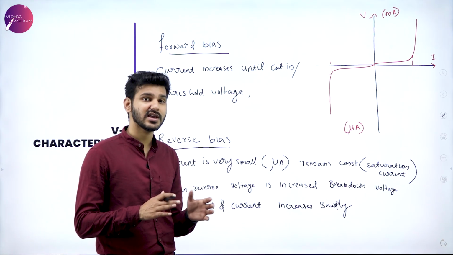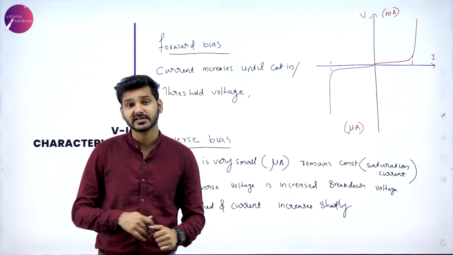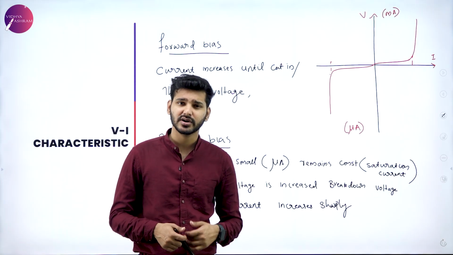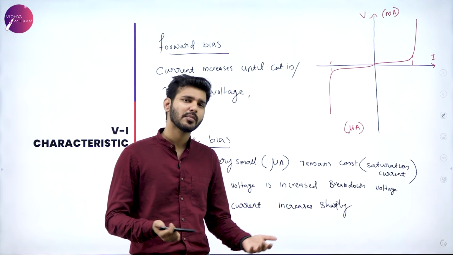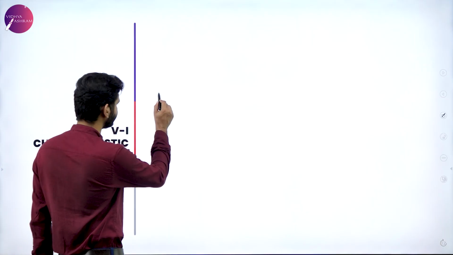So this is the VI characteristic you have to understand about a semiconductor diode when it is connected to an external voltage. Earlier you used to have the Zener diode and a couple more characteristics, but now it is all removed and only this much is left to study.